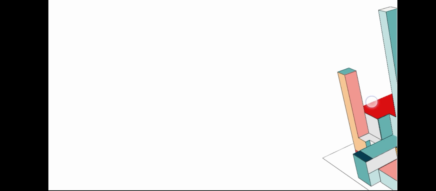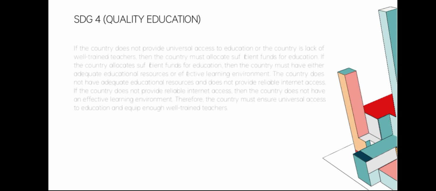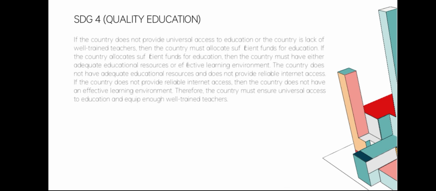Alright. So our next SDG, we have the SDG 4, which is about quality education. So our statement is, if the country does not provide universal access to education or the country lacks well-trained teachers, then the country must allocate sufficient funds for education.